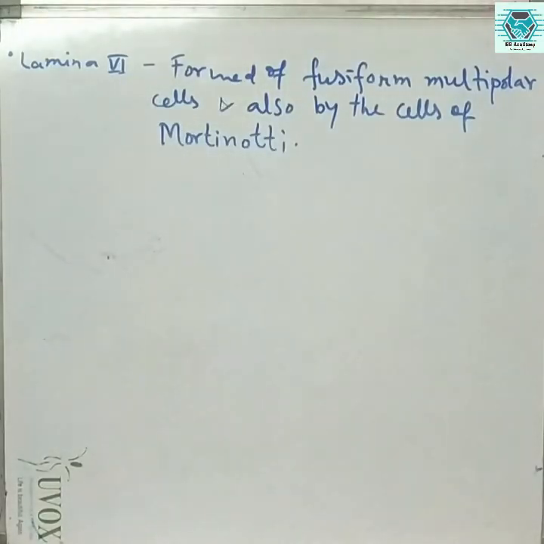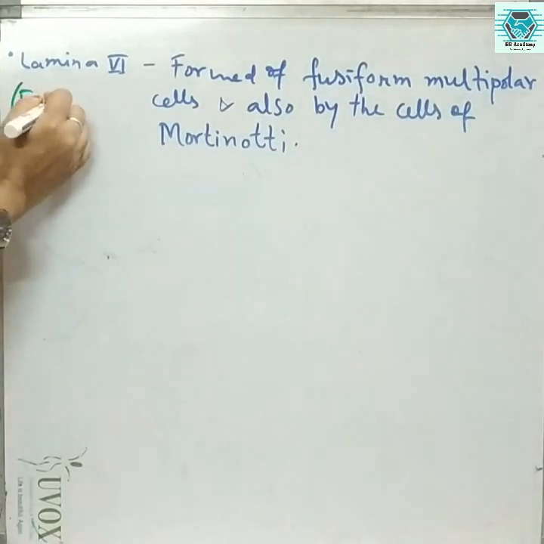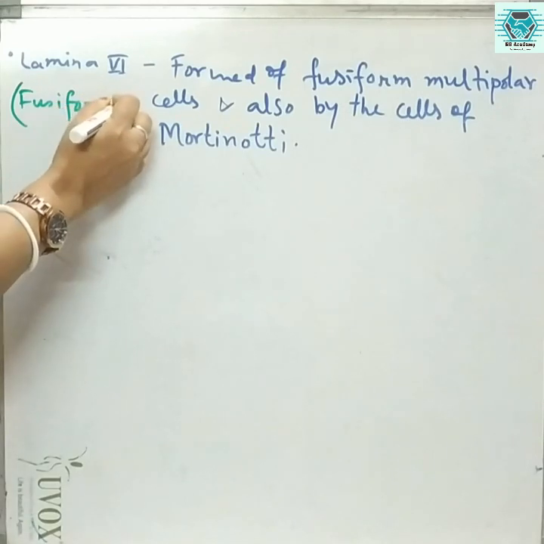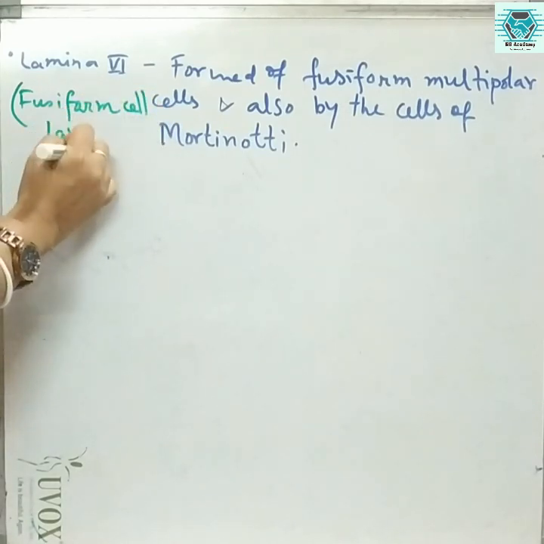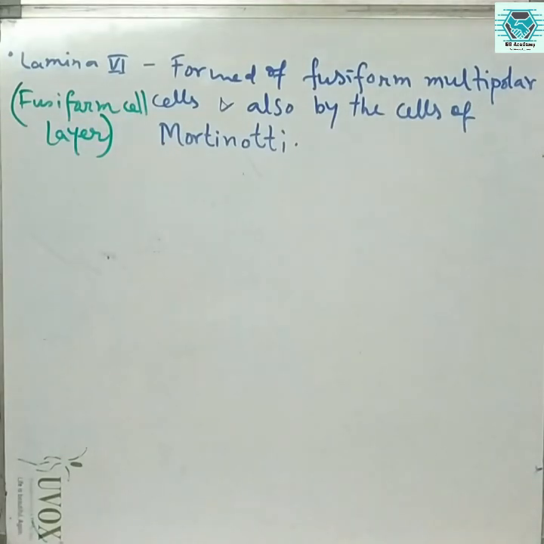Now layer 6. Mostly this layer is formed of fusiform multipolar cells and also by the cells of Martinotti. This layer is extensively traversed by corticopetal and corticofugal fibers. Basically this layer is known as fusiform cell layer. This layer also gives rise to corticofugal fibers to the thalamus.